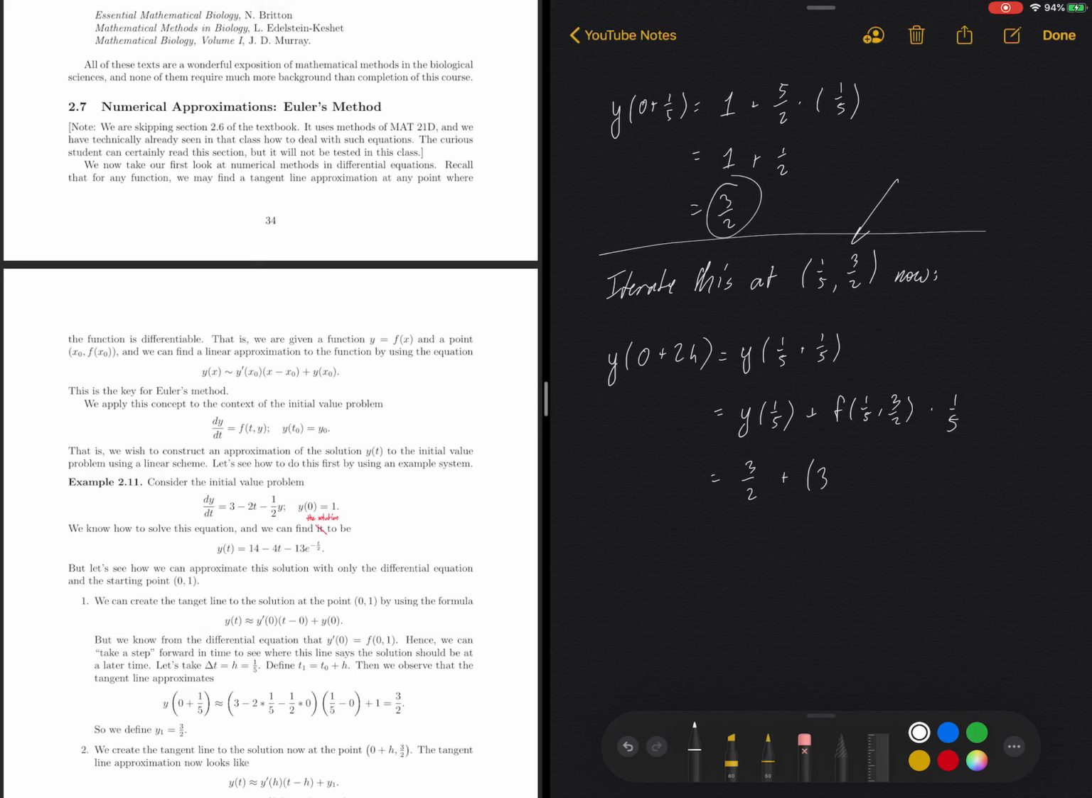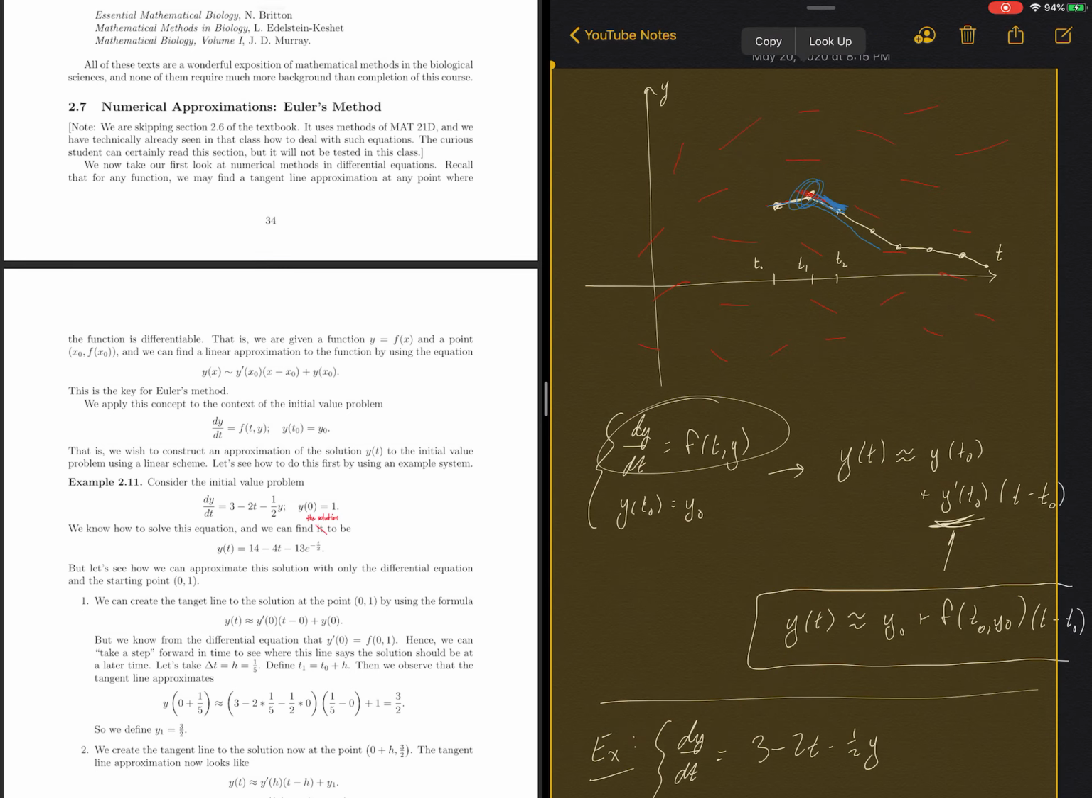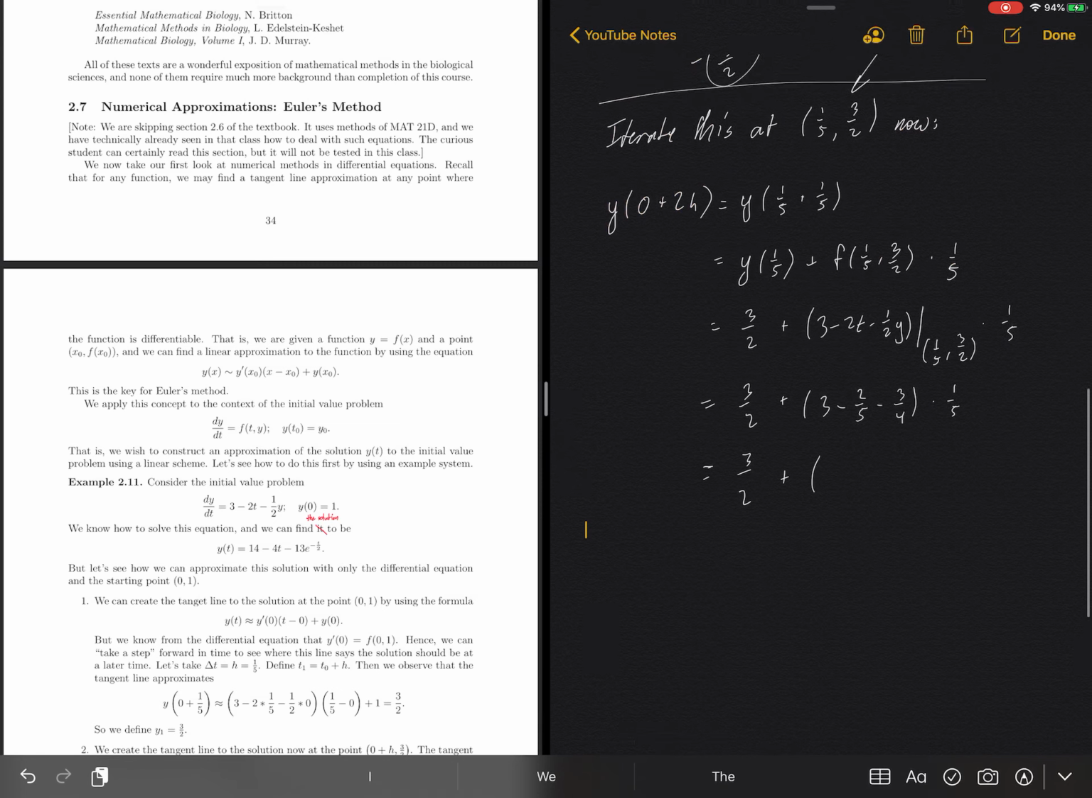Well, I got the approximation for y of 1/5 last time. That should be 3/2, right? That's based on that point right there. That's my approximation. Now, f, remember, this is 3 minus 2t minus 1/2 y. I'm going to evaluate that at the approximate point, 1/5 by 3/2 times 1/5. So 3/2 plus a new slope. What is this new slope? It's 3 minus 2/5 minus 3/4 times 1/5.